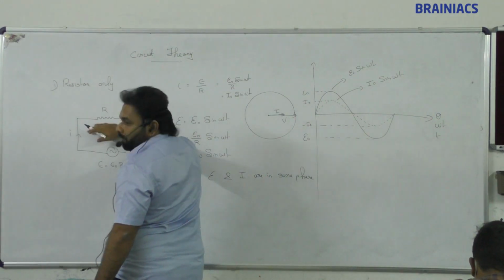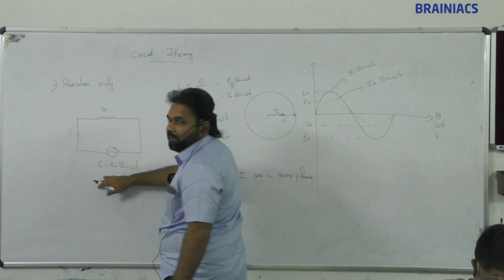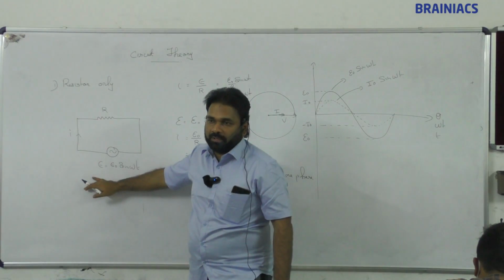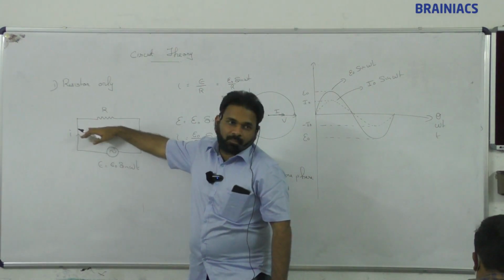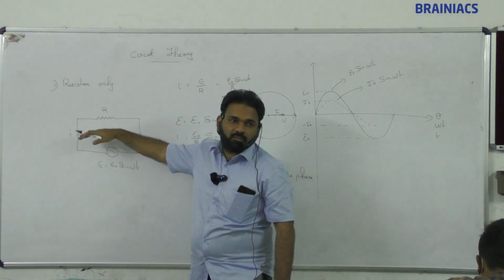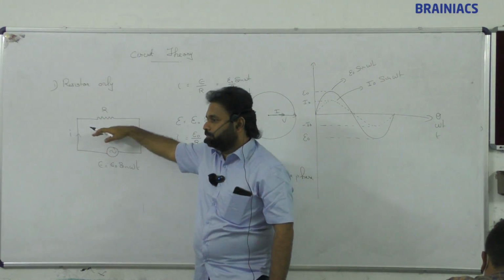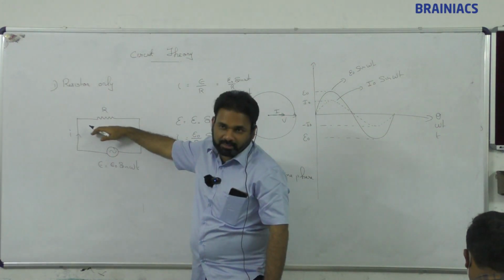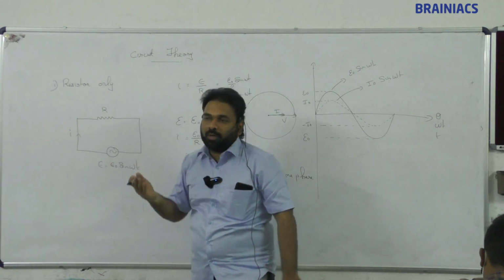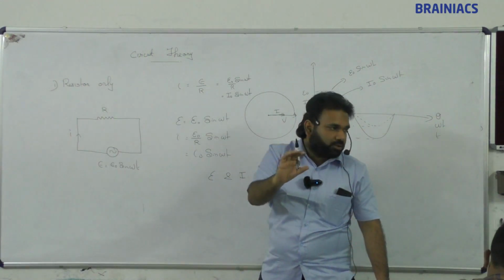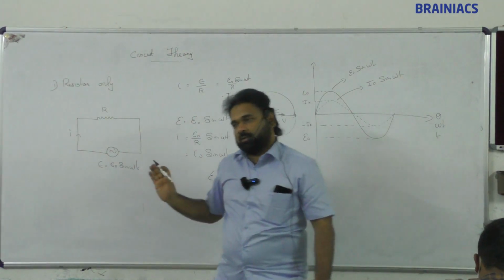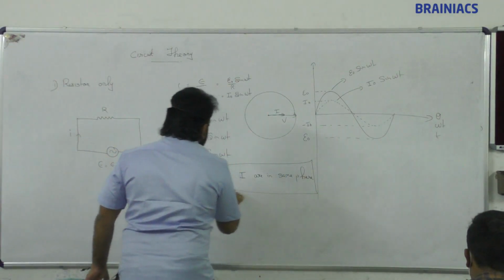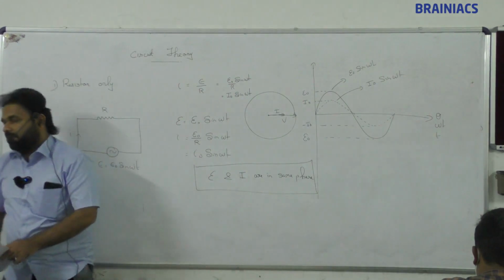This source voltage will be dropped across the resistor. E naught sine omega t is the voltage, and the current through the resistor is I naught sine omega t. Only the magnitudes E naught and I naught are different. Sine omega t is the same. So the very important thing we need to take from here is that E and I will be in phase.